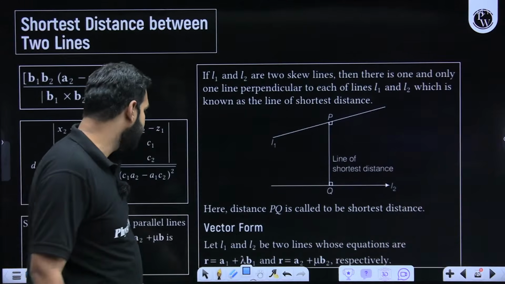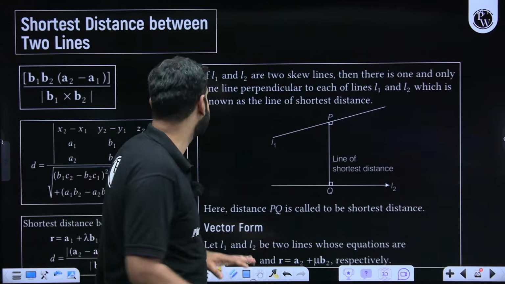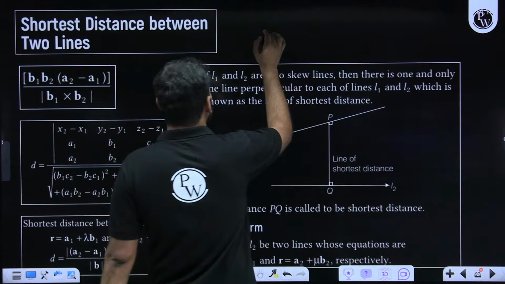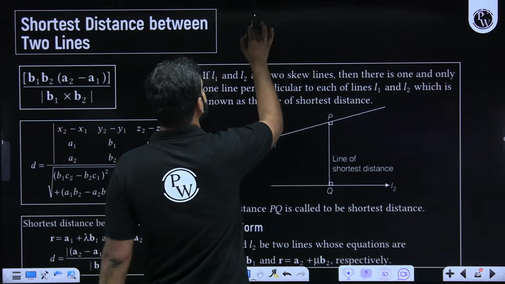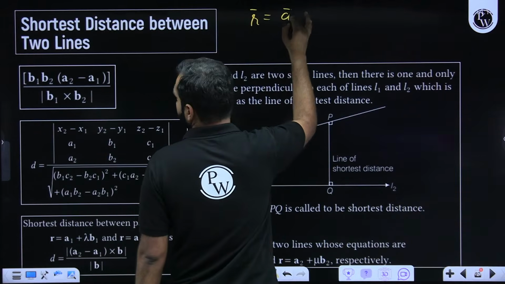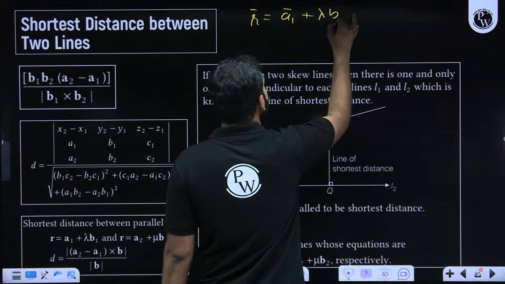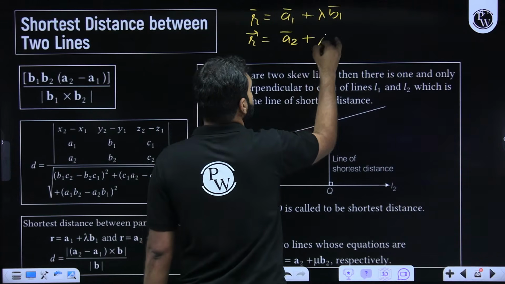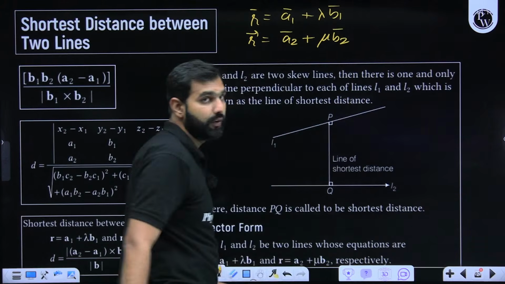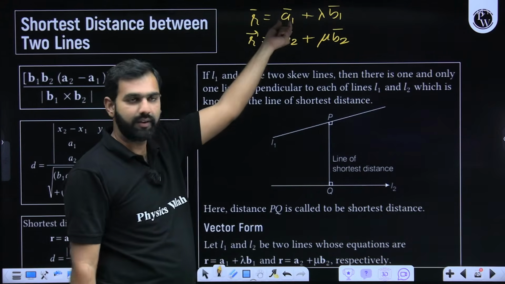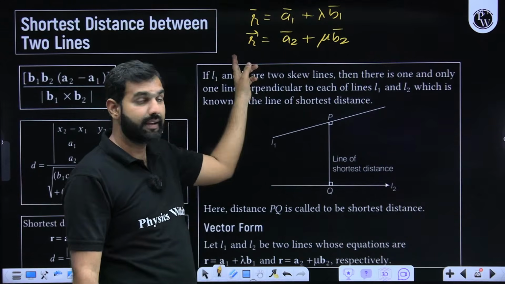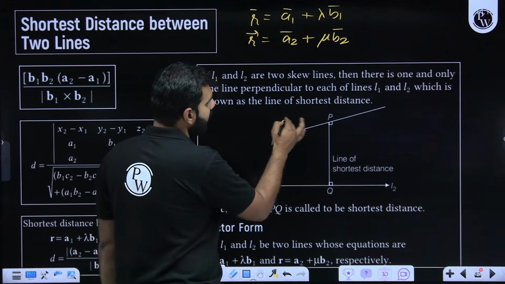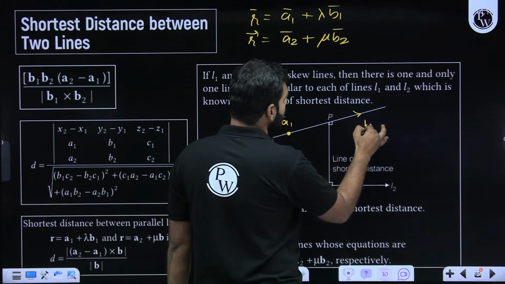So if I apply that simple idea, let's say the equation of the first line is given by r equal to a1 plus lambda b1, and the equation of the second line is given by r equal to a2 plus mu b2, right? In that case, we know that the first line is passing through a1 and is parallel to b1. The second line is passing through a2 and is parallel to b2. I hope you're understanding. The first line has a point a1 lying on it and it is parallel to a vector b1.